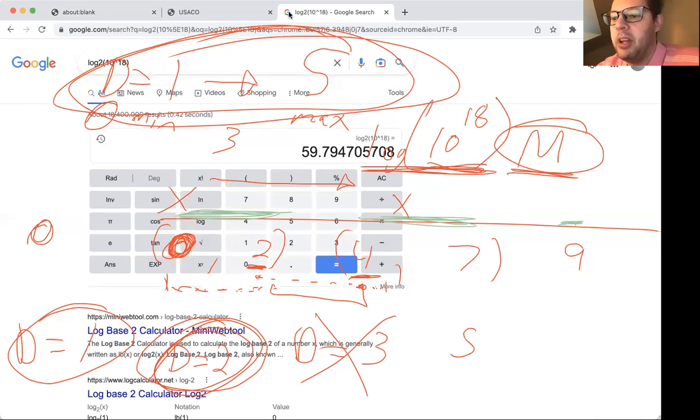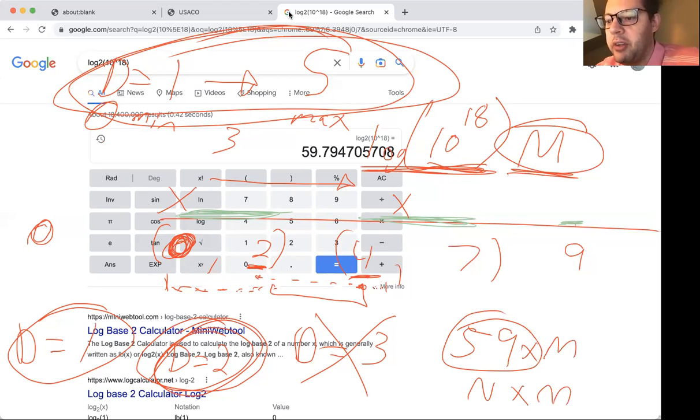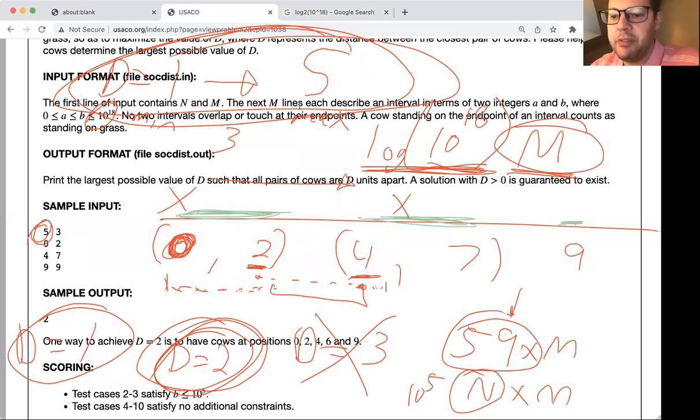So now I've got basically about 59 times M instead of N times M. 59 obviously is much smaller than N because N was 10 to the 5th. 59 is not anywhere close to that. So that's essentially what the approach is going to have to be.